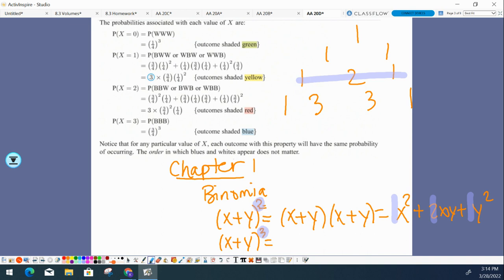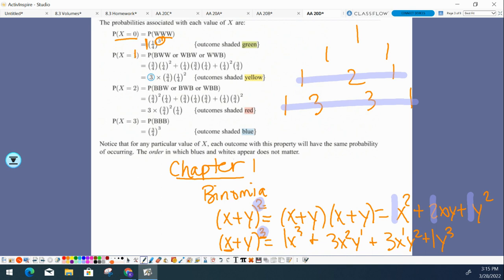If we have it to the third, we use this row where it would be 1, 3, 3, 1. And we take x to the highest exponent, x to the third, plus x goes down, x squared, y goes up, y to the 1, plus 3, x goes down to 1, y goes up to 2, plus y to the third. I want you to think about there was one way to get x equal to 0 with all white. That was 1 times 1/4 to the third.